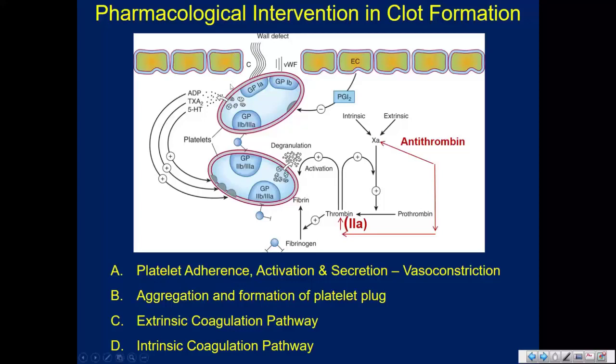The other thing I want to bring to your attention is the activation and secretion. So you release things like adenosine diphosphate, ADP, thromboxane A2, and 5-HT, which is serotonin. And both thromboxane and serotonin themselves cause vasoconstriction.